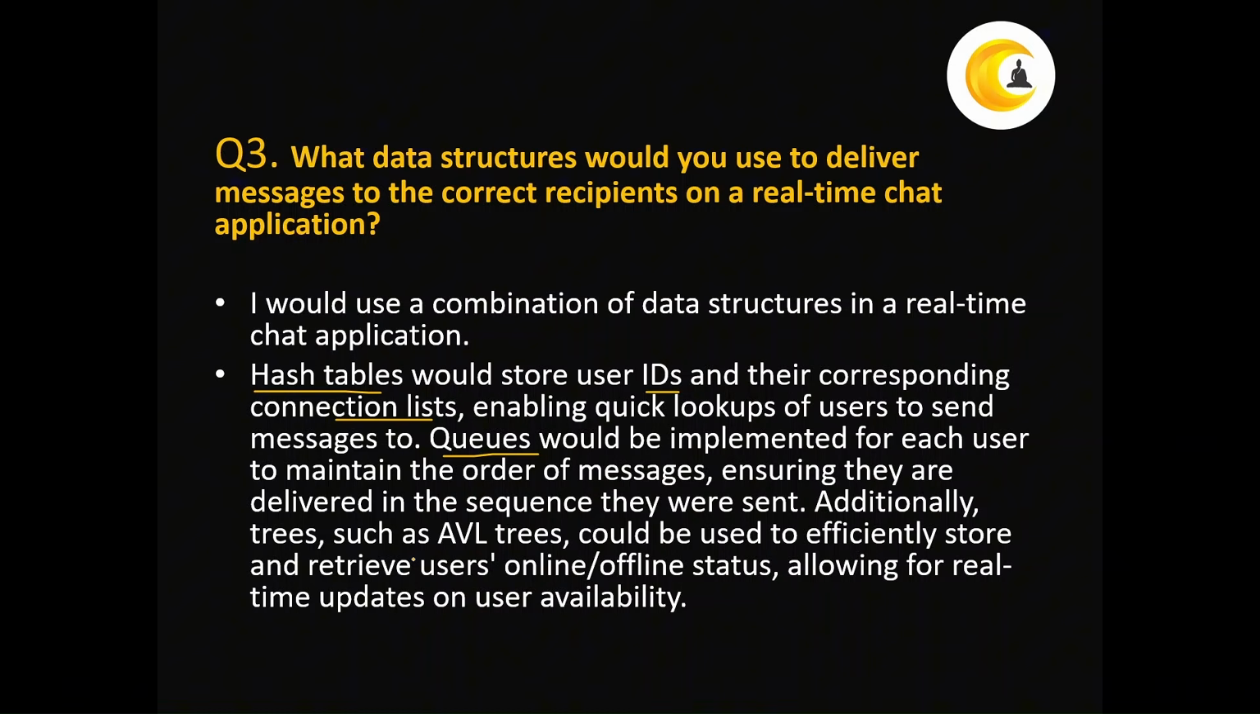And lastly, trees. Why? It will efficiently store and retrieve users' online and offline status, allowing real-time updates for user availability. So again, three data structures: hash table, queues, and trees. Now it's your turn to think about how you can improvise this. Maybe at times you can. I'm not saying that these are the final answers, but try improvising all of these.